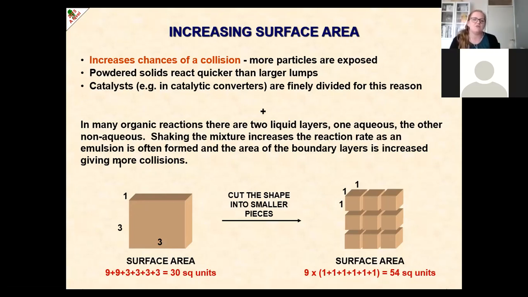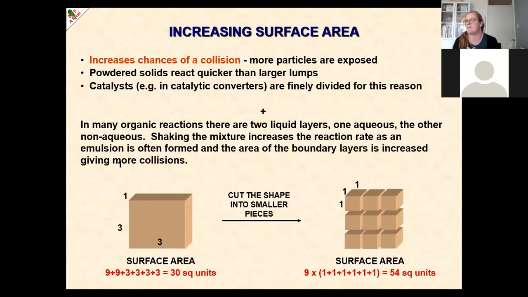In many organic reactions, there are two liquid layers, one aqueous and the other non-aqueous. If we shake the mixture, that can increase the rate, as an emulsion is often formed. So we have our two liquid layers, and if we shake them about, we get an emulsion, and the area of the boundary layers is increased, giving more collisions. If we look at that block, it's got 30 square units surface area. Cut that block up into smaller pieces, we've got 54 square units. So we've got an increased surface area.